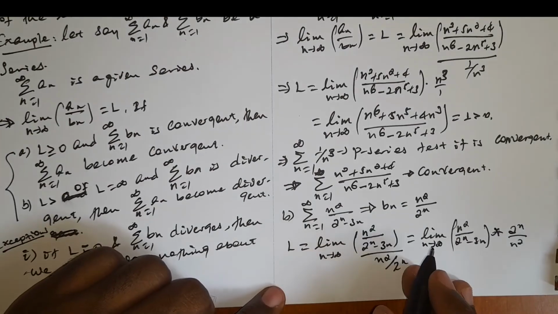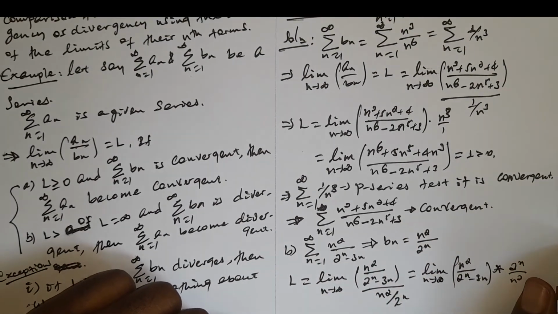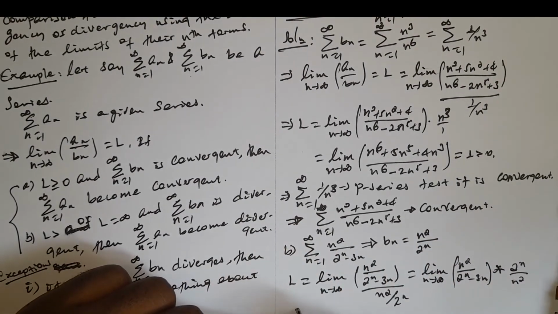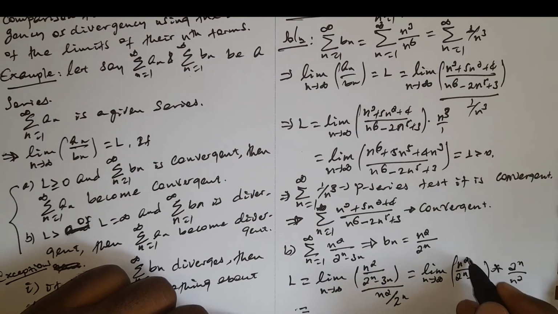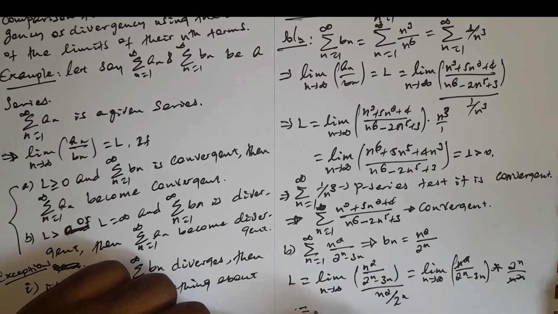Here the n square cancels, so our limit is the limit of 2 power of n over 2 power of n minus 3n as n approaches infinity, which is equal to 1.